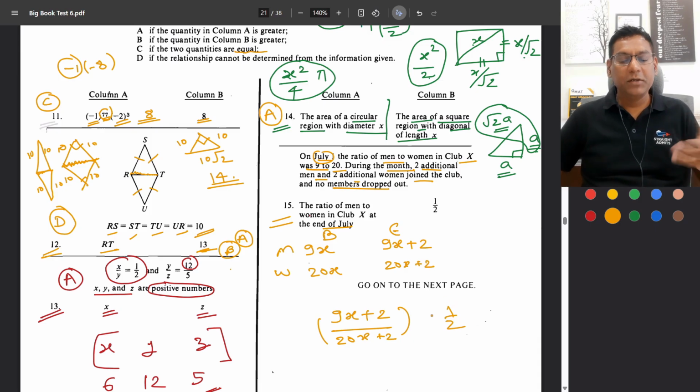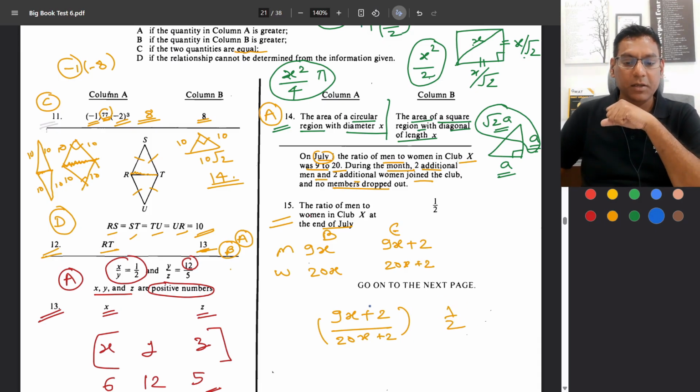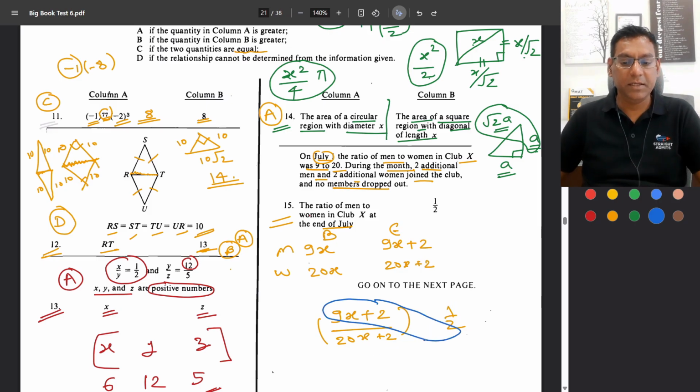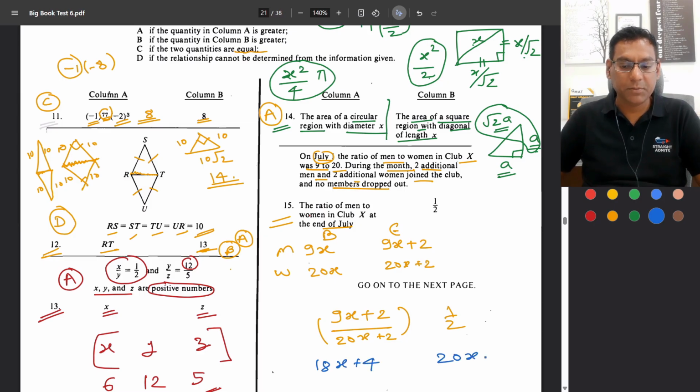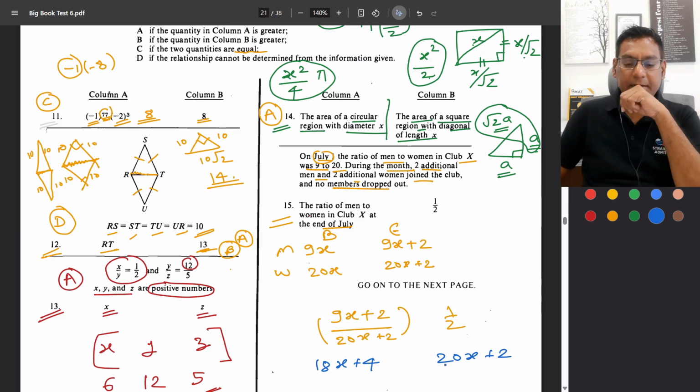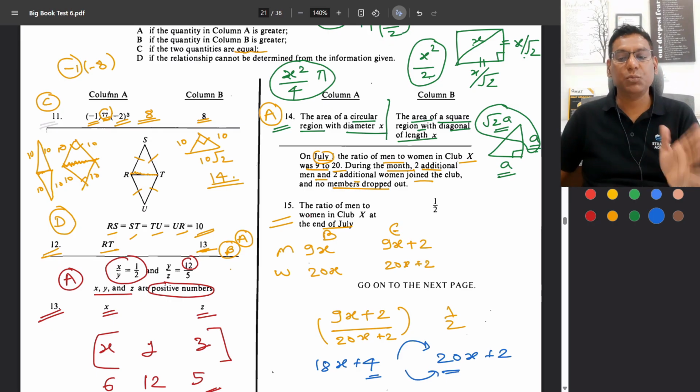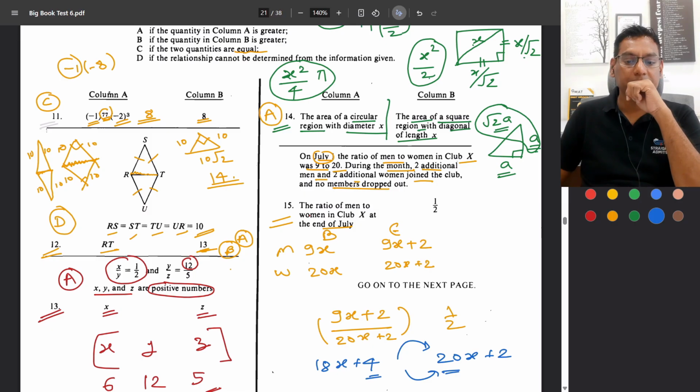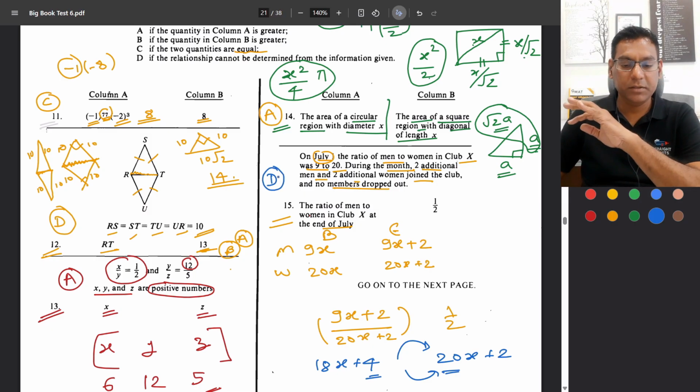Okay, so let's do it the cross multiplication way. I think that would be the easiest way. For them to be equal, this quantity has to be equal to this quantity. So this is 18x plus 4 to be compared with 20x plus 2. Can I compare that? I'm gaining 2x when I go from here to here, but I'm losing 2. So basically I'm comparing x with 2. Do I have any information about x? I don't have any information about x, so I'm not going to be able to calculate this.